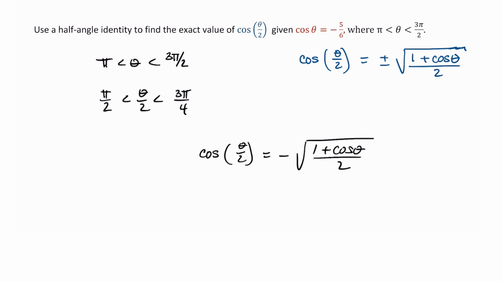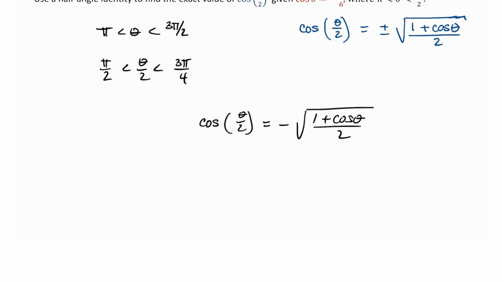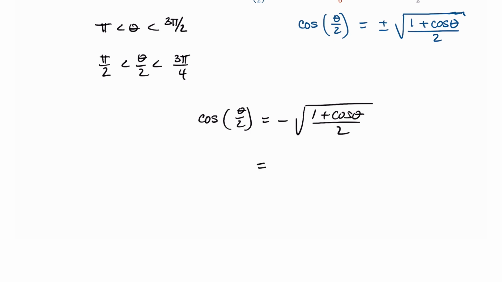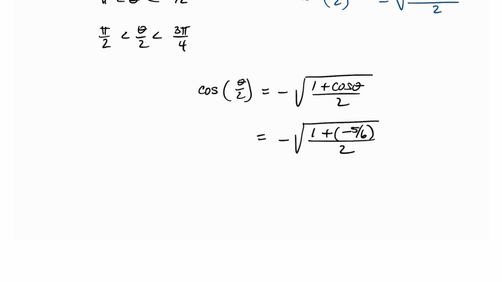Now we're free to just substitute the value of cosine theta into the expression and then simplify as needed. So we now have negative square root of (1 plus negative 5 over 6), all divided by 2. 1 minus 5/6 is 1/6, and then 1/6 divided by 2 is 1/12. So we have the negative square root of 1/12, which is the negative square root of 1, which is 1, over the square root of 12.